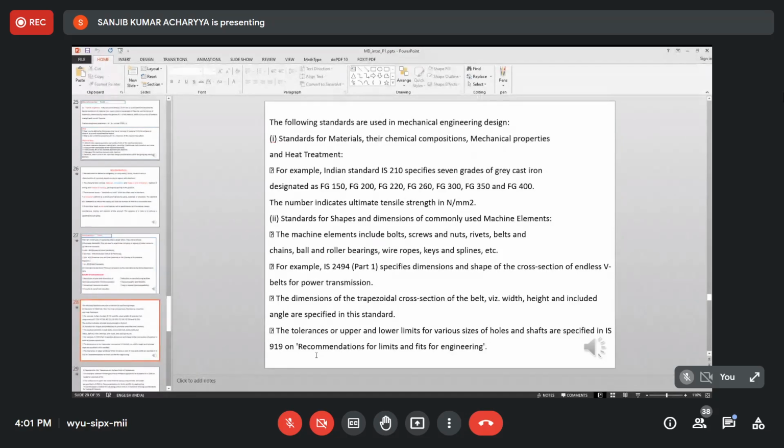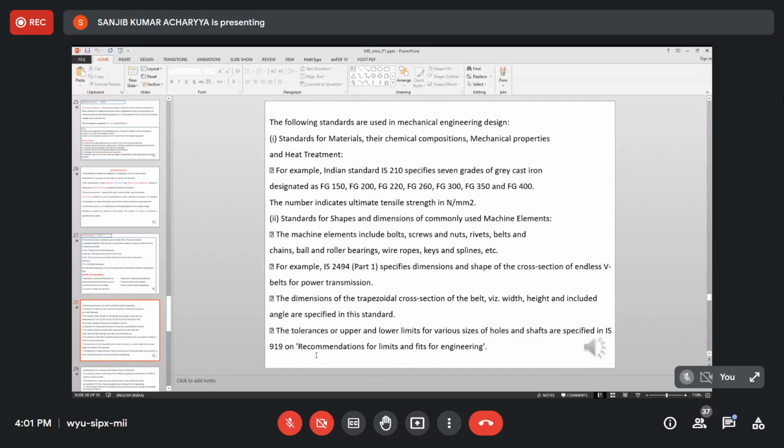Standard for materials, you have to designate the material with rules given by the standard. If it is cast iron, generally FG will be the notation. For steel, some different notation which reflects the composition of the material. Standard for shapes are there, standard for dimensions are there, standard for testing methods are there.